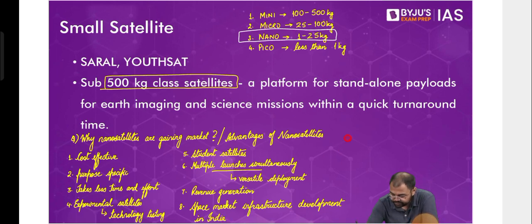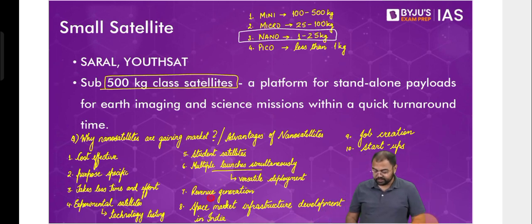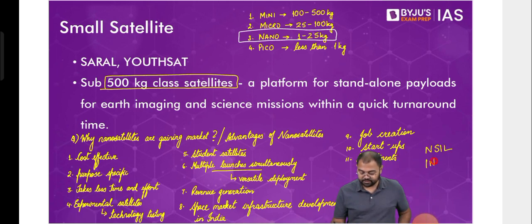Apart from that, it is also helping in a lot of employment generation and job creation. A lot of startups are coming up in these areas, so it helps build this kind of culture, and it also brings in a lot of investments for India. That is the reason why, with the help of NSIL and InSpace, which we'll discuss later, these have now come into the picture.